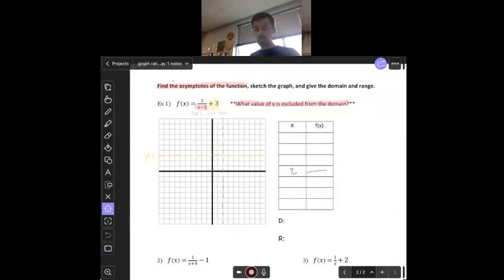Okay? So I'm going to go a half to the right of 2. So 2.5. I'm going to plug that in. I'm going to go 1 to the right of 2, 1 more than 2, 3. I'm going to go 4 more than 2. Half away, 1 away, 4 away. On the left and on the right.